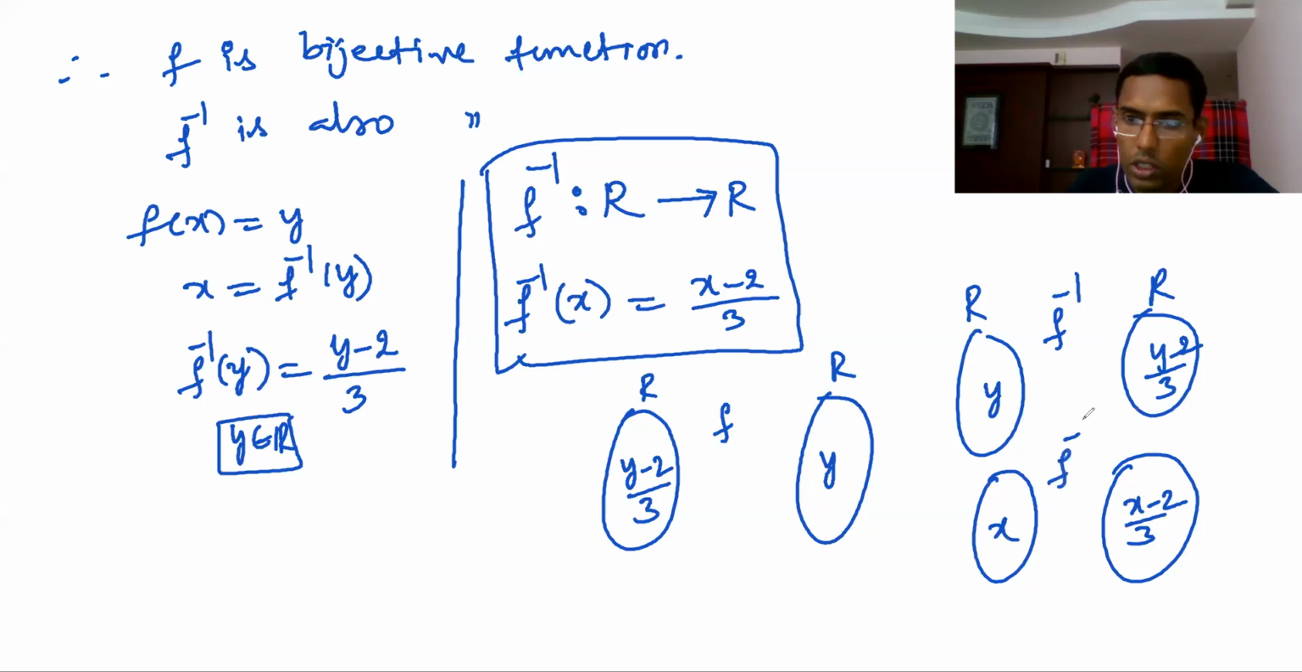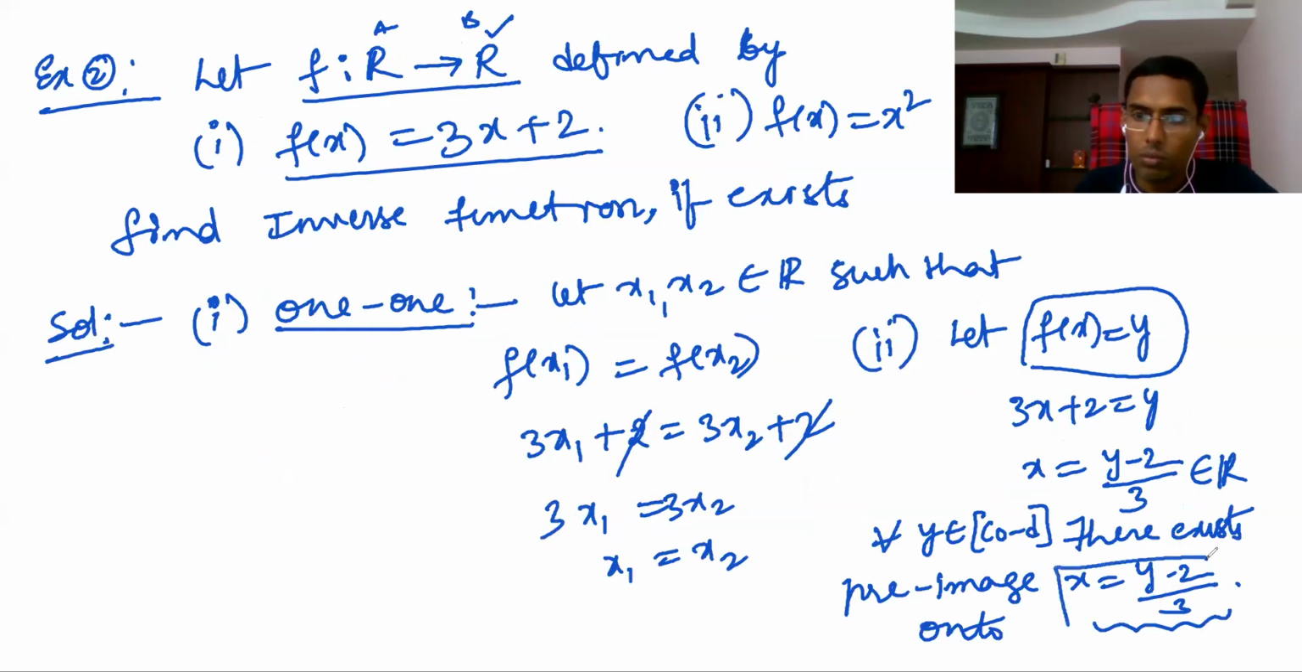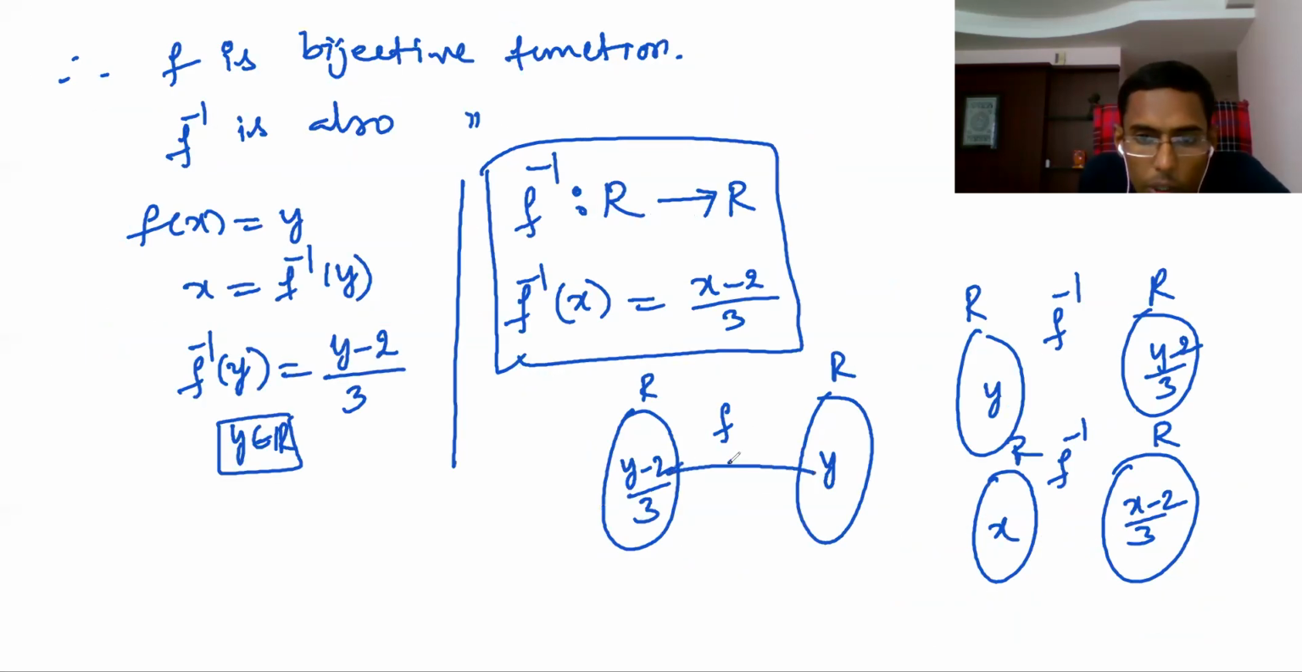So f inverse is a function from B to A. That B is what? R to R. Okay, very simple. You have to find out the pre-image. The pre-image becomes the image for the inverse function. Now we are reversing.